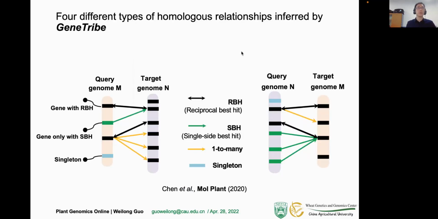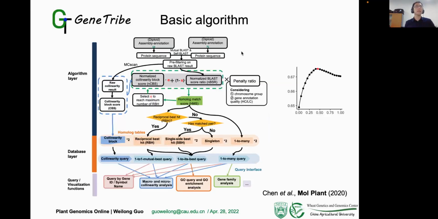Another advantage is that we propose 4 different types of homolog relationships, including RBH, SBH, one-to-many, and singleton relationships. These relationships between two accessions are directional for query-target pairs. This is a flowchart illustrating the design of GenTribe, which integrates sequence similarity and collinearity scores with a dynamic parameter selection strategy, and finally constructs multiple homolog gene tables and collinearity block tables.